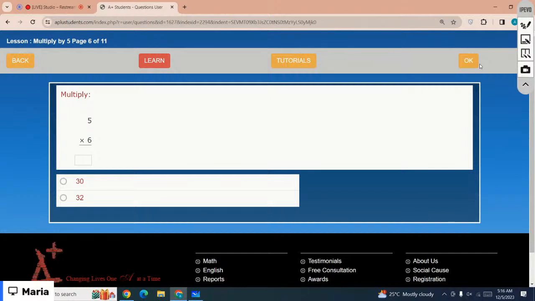Okay, multiply 5 times 6, which is the correct option. Please write the answers once. I can see all your messages, so please write the answers once. Do not create mess. 6 times 5 is, yes, it is 30. The correct option is 30.